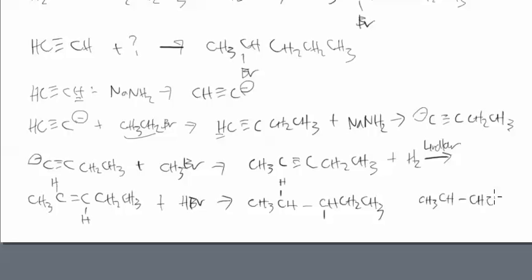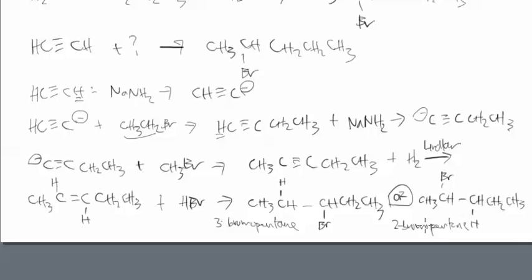And that's where the problem lies within this route. If H goes on the left, Br would go on the right-hand carbon. If H goes on the right, Br would go on the left-hand carbon. So I would get 2 choices here. If we wanted to name them, this would be 3-bromopentane, and this one would be 2-bromopentane.